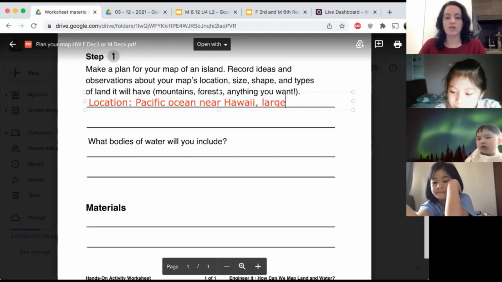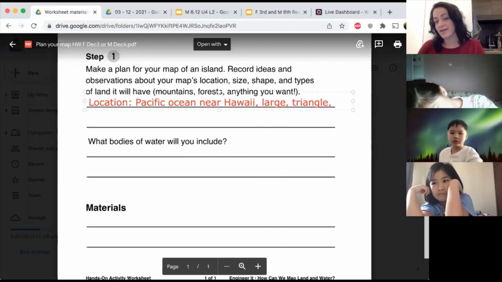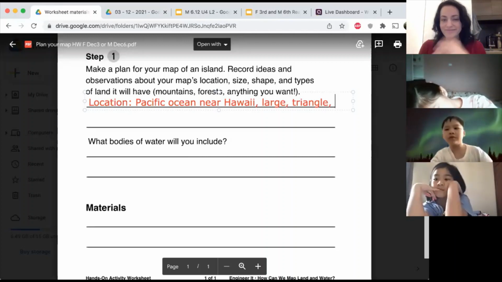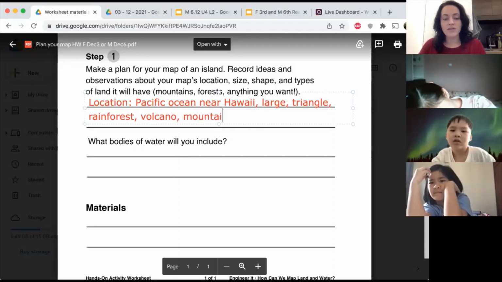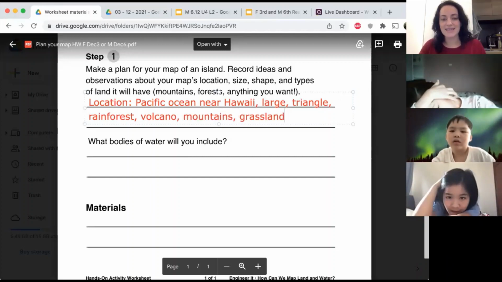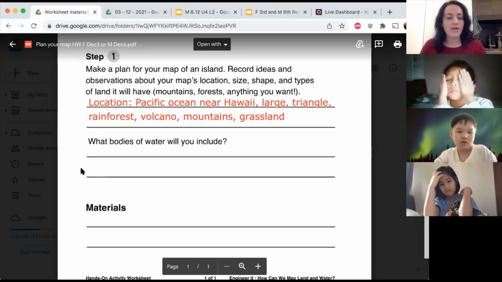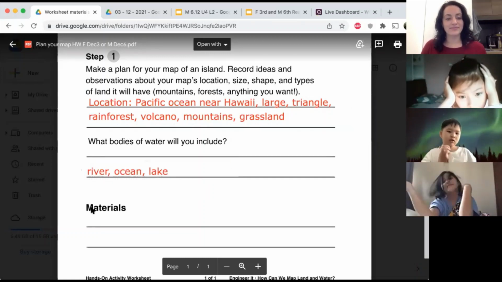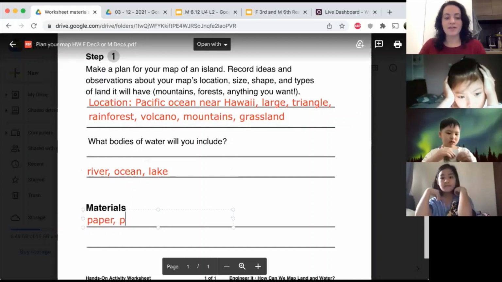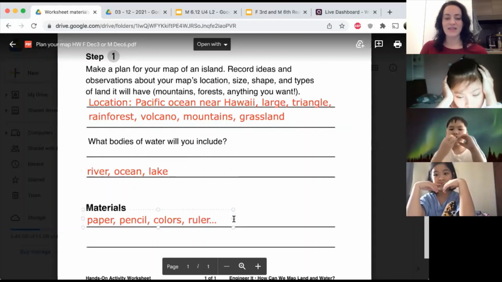Size, I'm gonna do large, big size. Shape, triangle, circle, square, just random. Type of land, since mine is where it's warm, I want a rainforest, a volcano. I want mountains. I want some grassland in there. And what bodies of water? I am going to include a river, the ocean, and a lake. Materials, paper, pencil, colors, ruler, anything else you can think of to help you make a map.